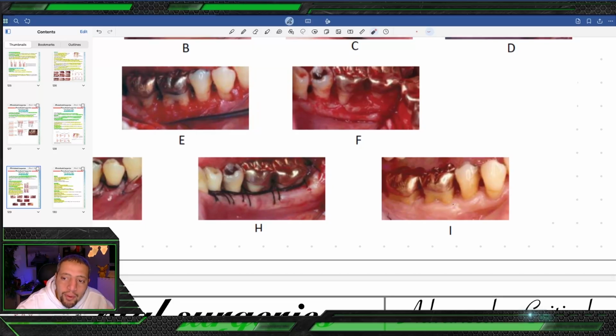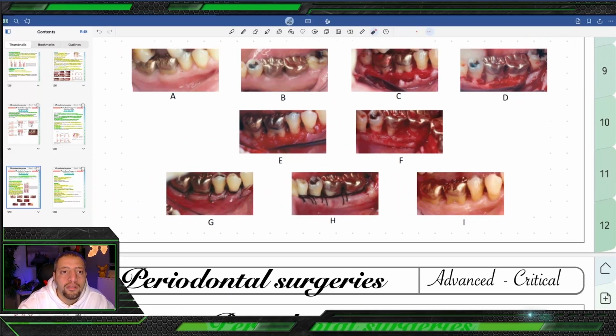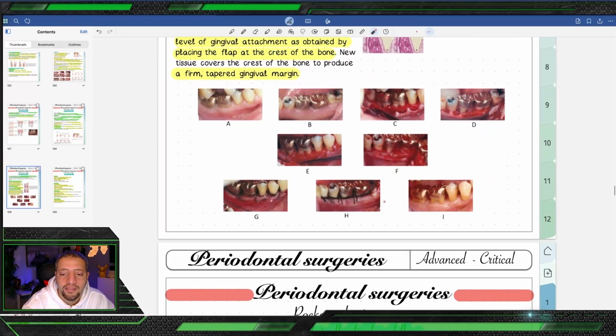So we end up with recession. If you compare this one to this one, you start here and you end up here. But this recession, we love it because it's a self-cleansible area.